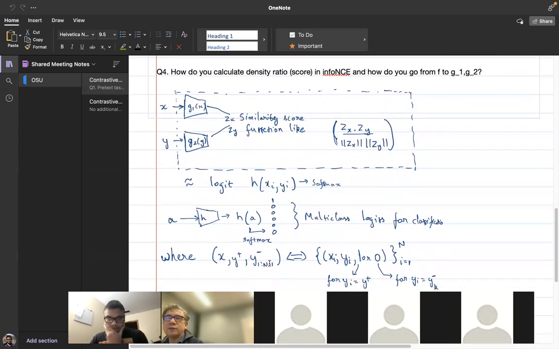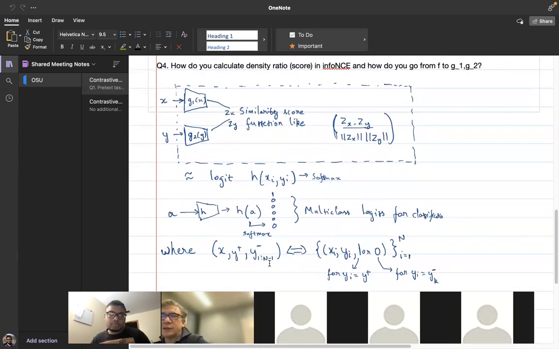Let me tell you what my difficulty is: understanding this multi-class logic. You have a lot of classes there. I don't know what those classes are and how they relate. I would have thought it would be either positive or negative. Why are there additional classes? And what do they represent?